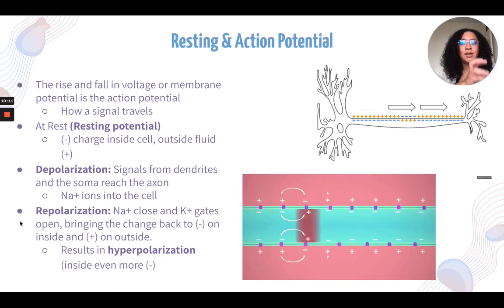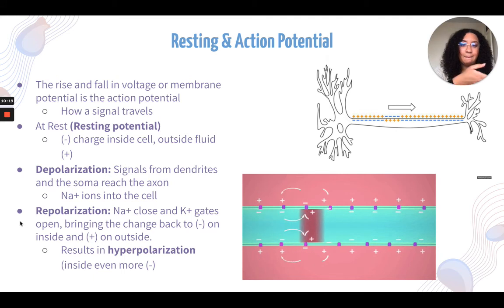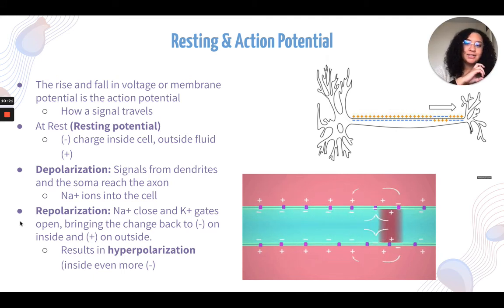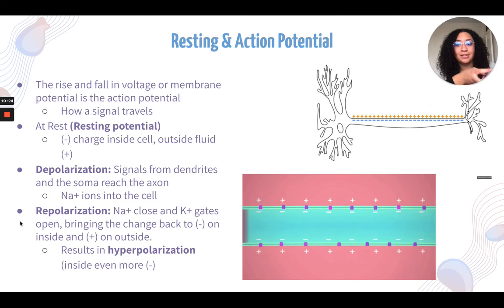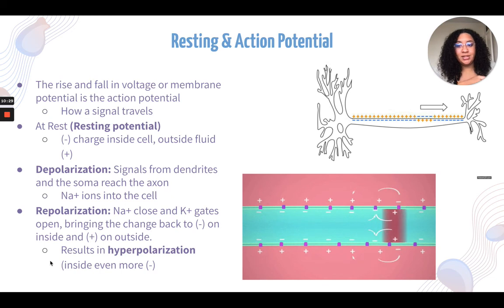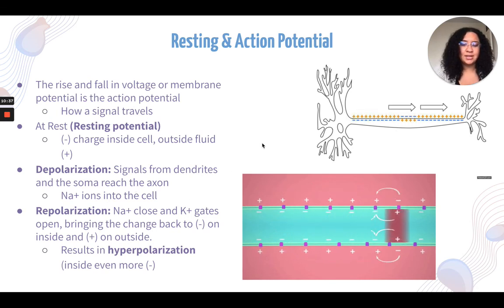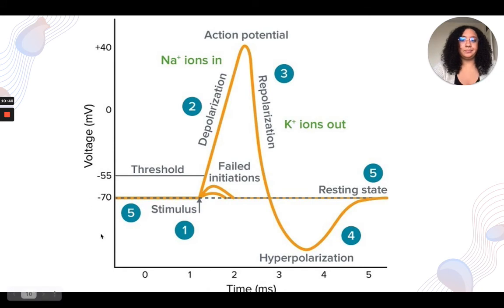Okay, so depolarization is changing. Those channels are opening, the Na ions are entering into the cell, so it's kind of like flipping the charges, and then repolarization brings that back to normal. Okay, and this can result in hyperpolarization. So that means the inside is even more negative than it was before. And we'll look at that in a graph because it's kind of easier to see it that way, at least in my opinion.